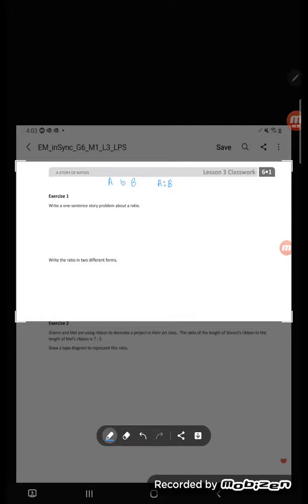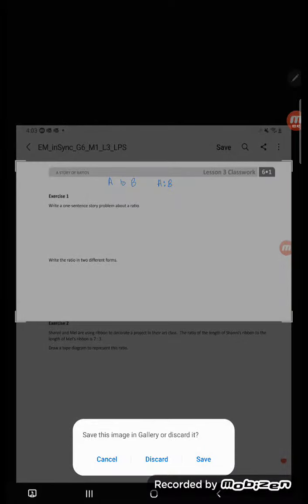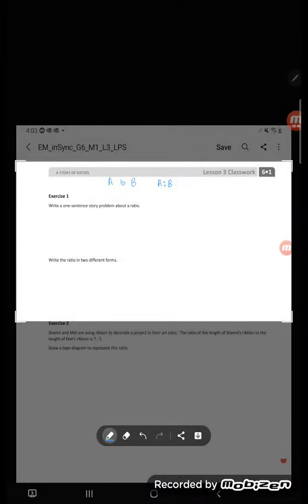So my example for exercise 1, a one-sentence story problem, would be there are three monkeys for every 6 bananas. So go ahead and pause, try to think of a sentence, and then click play and continue on the video so we can work on creating the ratio from the sentence.